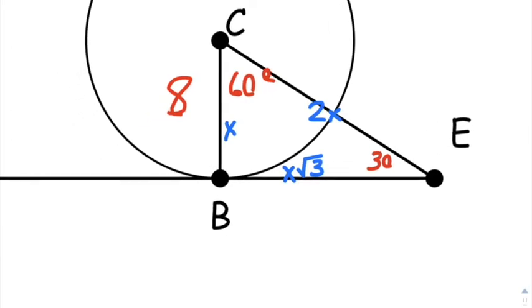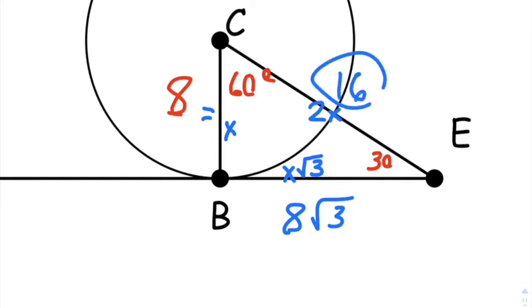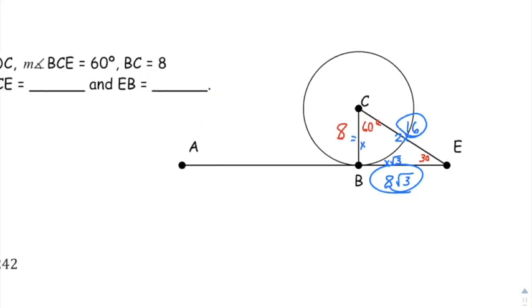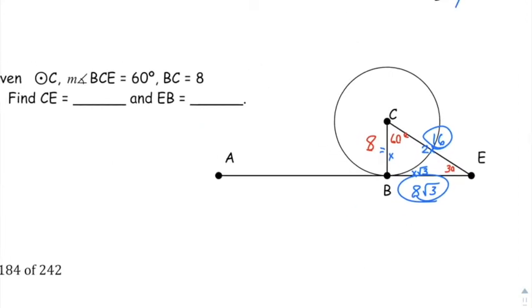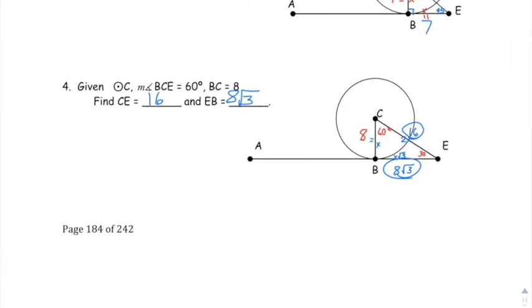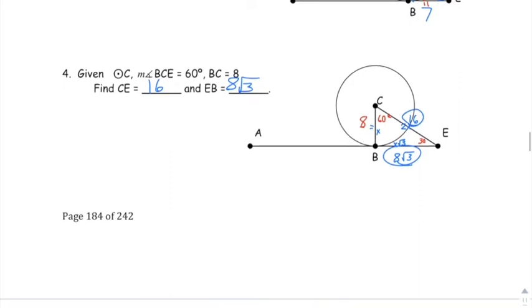Okay, so I guess x is 8, so that means that this side down here at the bottom is 8 square root 3. This other side, that's the hypotenuse of the triangle, would be 16. So CE was 16, and then 8 square root 3. So rather straightforward on these, they're really not too hard.